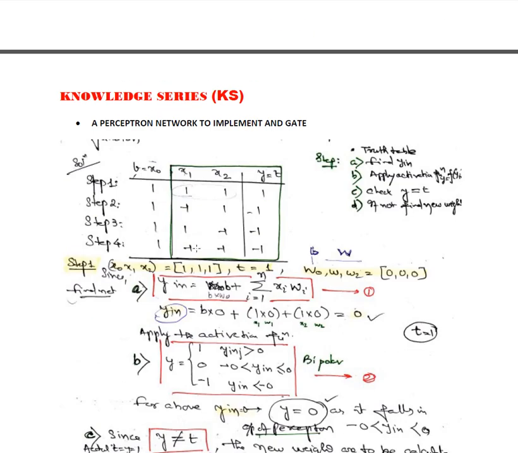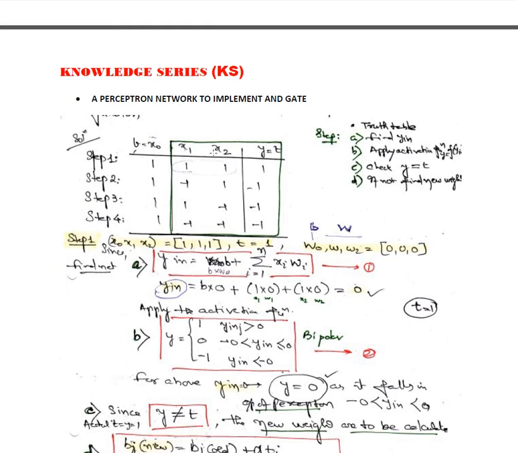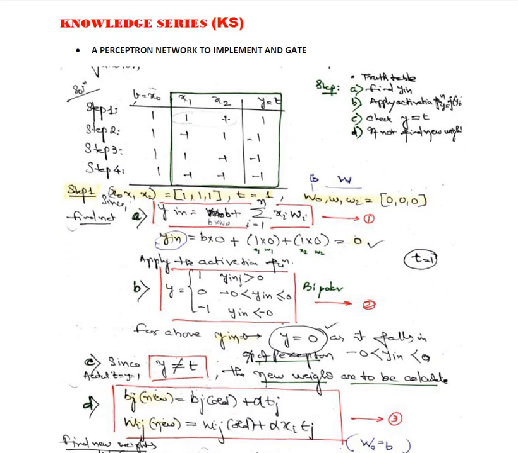Now here, for the AND gate we have a truth table with x1, x2 and y: 1, 1, 1; -1, 1, -1; 1, -1, -1; -1, -1, -1. Here -1 represents 0 and 1 indicates 1. Since it is a binary input, our truth table should also be represented in binary input conditions. Now what we are going to do is write x0. X0 we are also putting here because the bias is equal to x0.